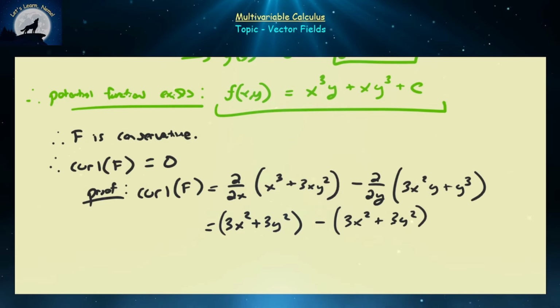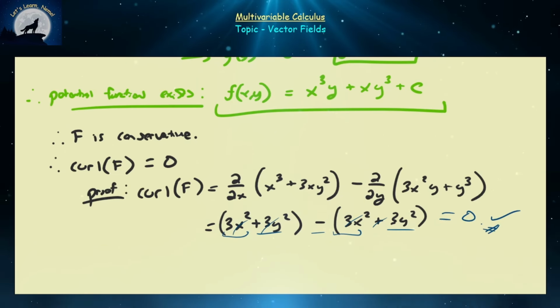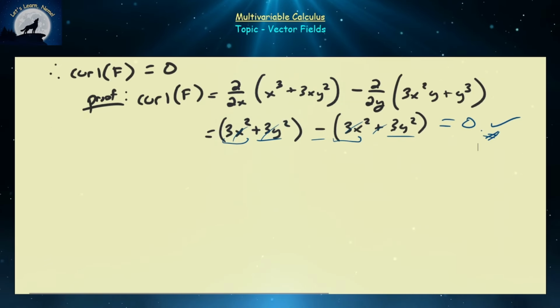And then we look at these particular expressions. Are they equal to each other? We have 3y squared minus 3y squared and 3x squared minus 3x squared, so both of them cancel off completely. So that is equal to 0. The curl being equal to 0 still holds for this particular vector field that is conservative. So that's actually pretty nice.